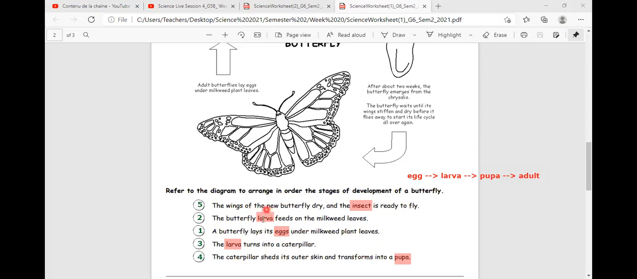The larva feeds on the leaves. It grows. It sheds 4 times, but then it becomes a caterpillar. The caterpillar is the fully grown larva. Then this caterpillar spins a cocoon and becomes a pupa. Then the cocoon bursts and the insect goes out of the cocoon.